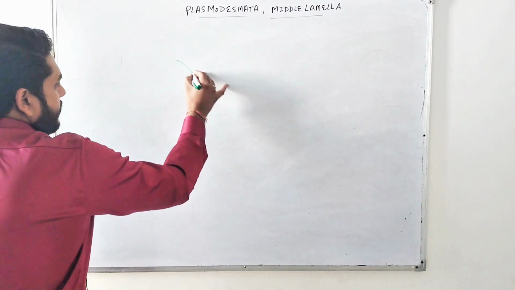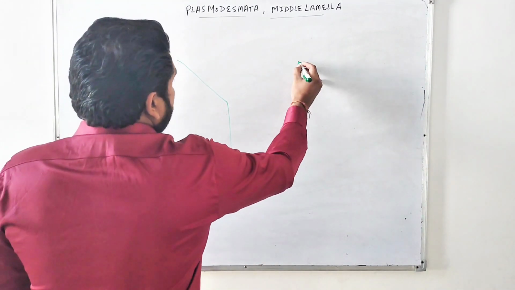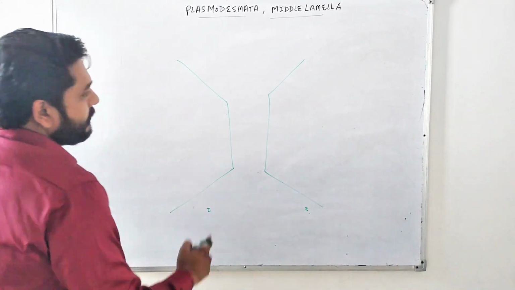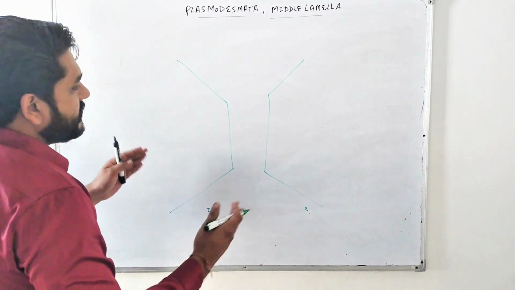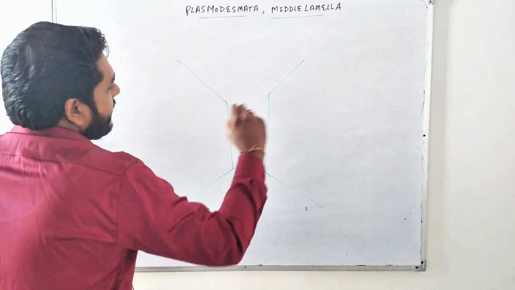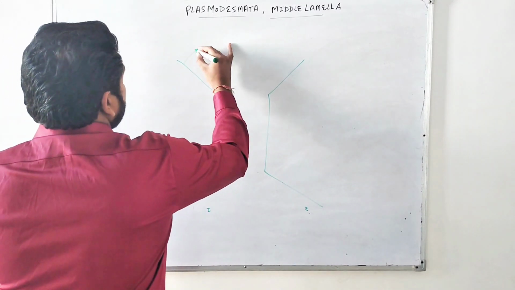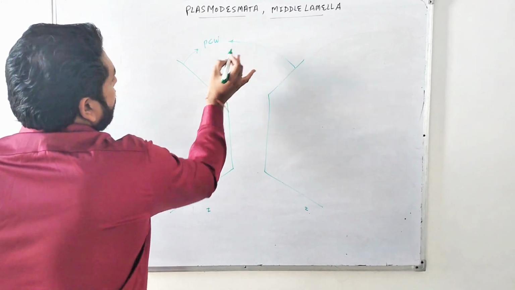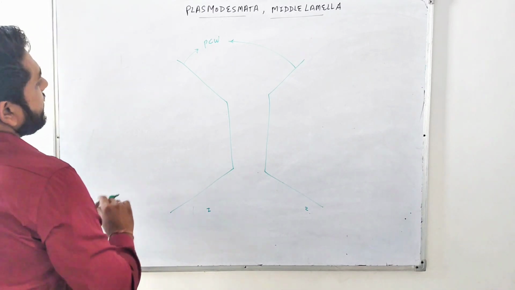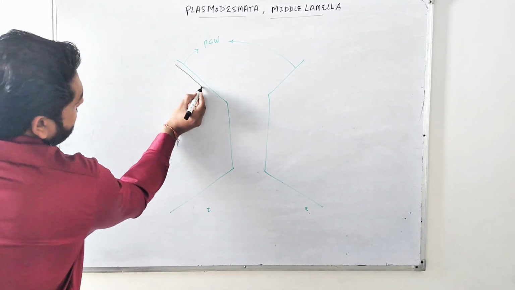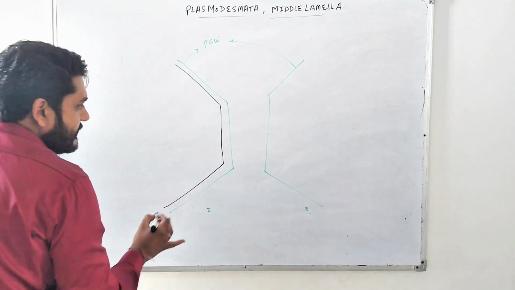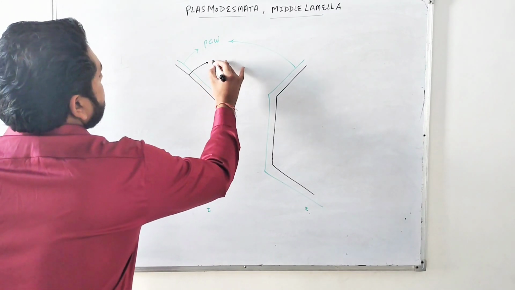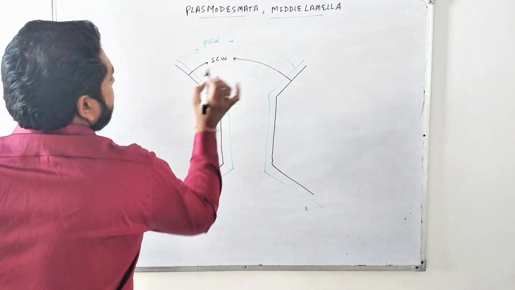For example, I am drawing two cells over here. Let's say this is cell number 1 and this is cell number 2. I am not drawing the complete diagram, I am just drawing the junction. You know that the outermost cell wall is the primary cell wall. So this is the primary cell wall of this cell and this is the primary cell wall of this cell. Inside the primary cell wall, the next one is the secondary cell wall, of this cell and of this cell.